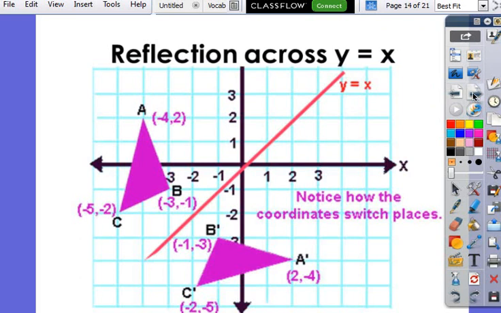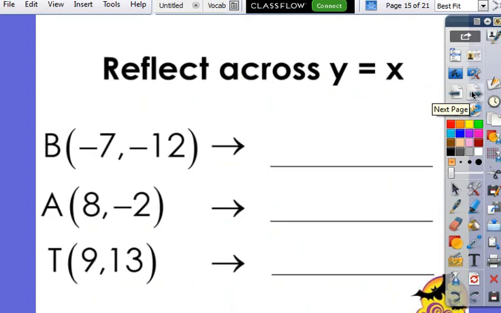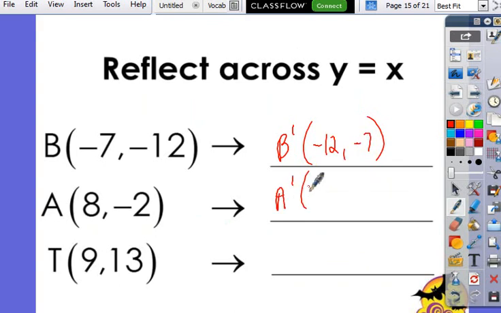So it's going to look different compared to reflecting across the x-axis and reflecting across the y-axis. Those look pretty much the same. These are not going to look the same like those did. If I reflect B across the y equals x line, B prime is -12, -7. Then A prime is going to be -8, and T prime is 13, 9. The only real problem you're going to have is remembering which rule to use when. The actual working of the problem is real easy.